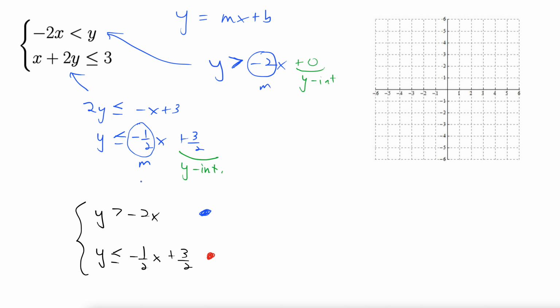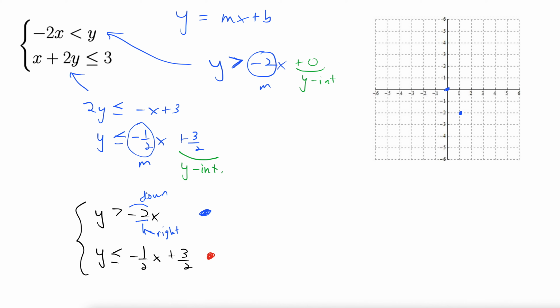Okay, so top one first. We have a slope of negative 2 over 1. And remember, that's rise over run, so we'll go down 2 and we'll go 1 to the right. Okay, so we can do that. We have the y-intercept is 0 since there's no b term. We go down 2 and 1 to the right.